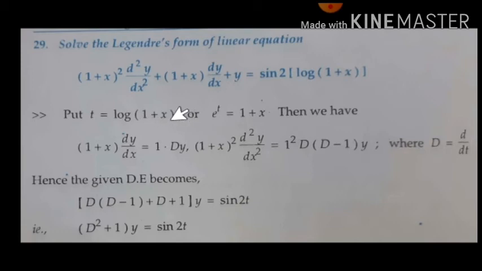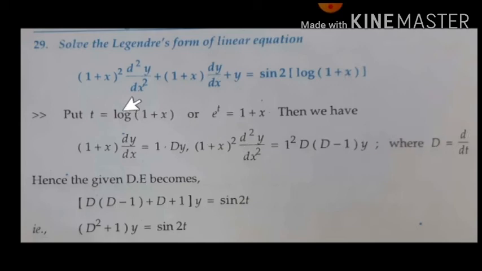Now, directly apply the simplification I explained generally. Ax plus b into dy by dx will get converted as a into capital D into y. What is the a value? The coefficient of x is 1. Similarly, the second order converts into a square into D into D minus 1 into y. What is the a value? 1, so 1 square. Keep it in mind. What is capital D? D by dt.